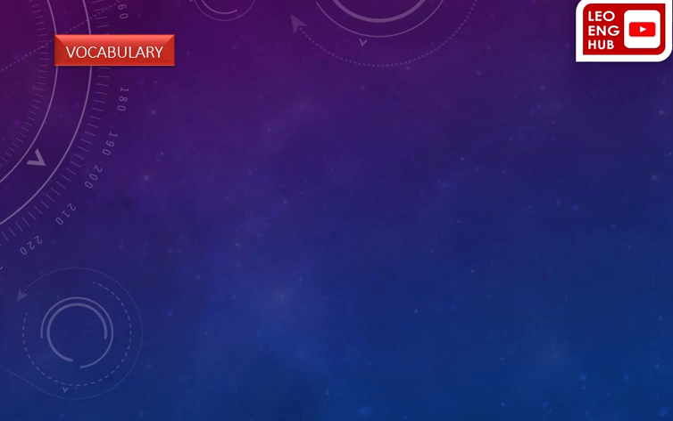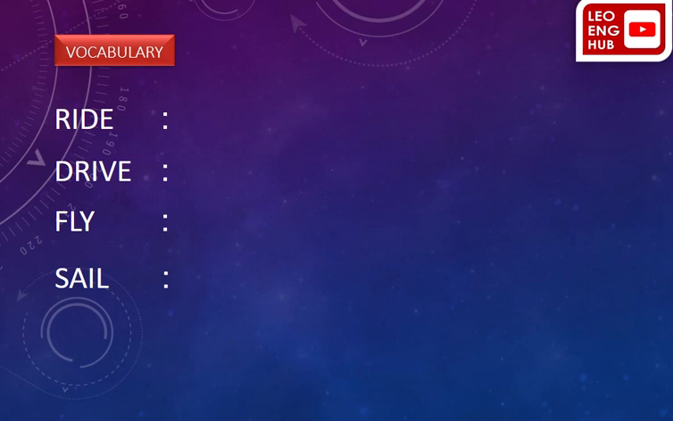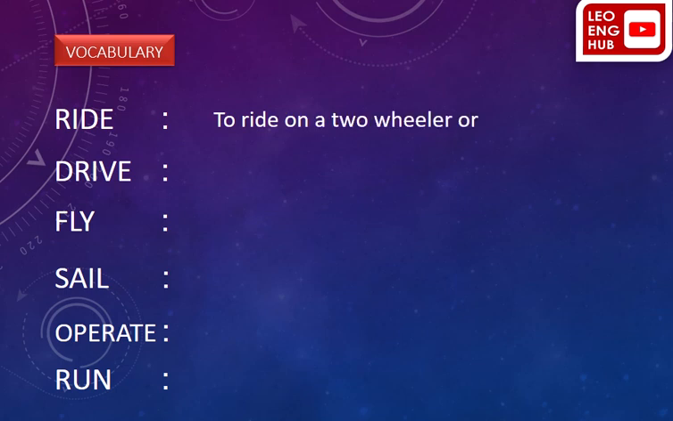In this section, we are going to learn different vocabularies which are used at different scenarios. We have some words over here: ride, drive, fly, sail, operate, and run. These 6 words are kind of similar words, but many students make mistakes while using these words. So we are going to look at them one by one. So first of all, ride. Ride is used to indicate when we ride on a two-wheeler or an animal.